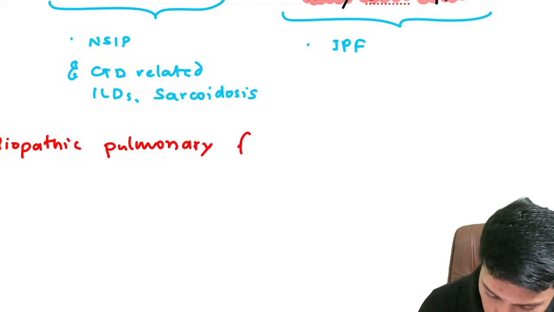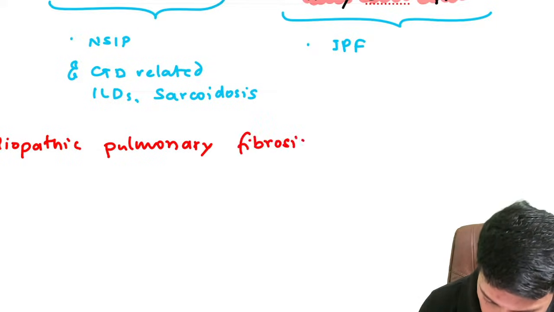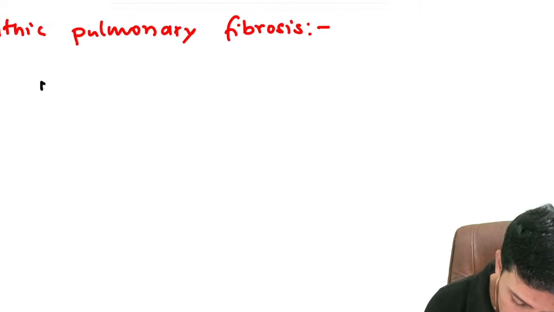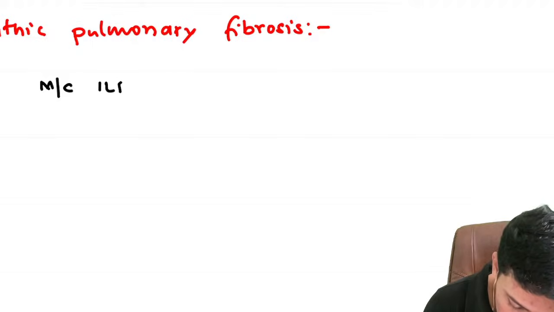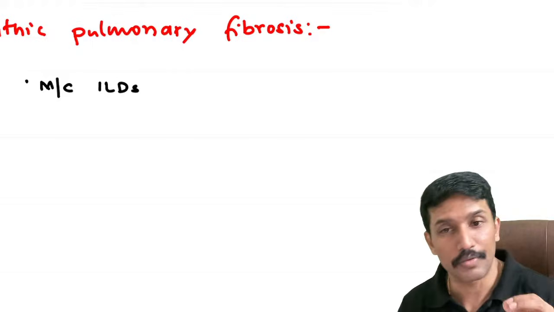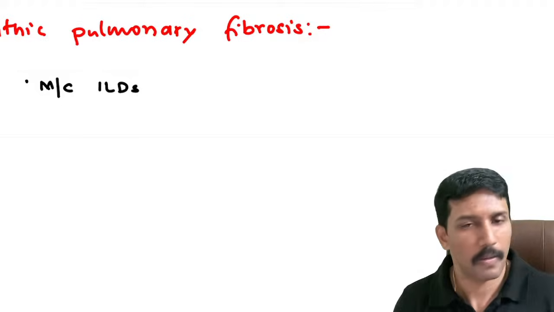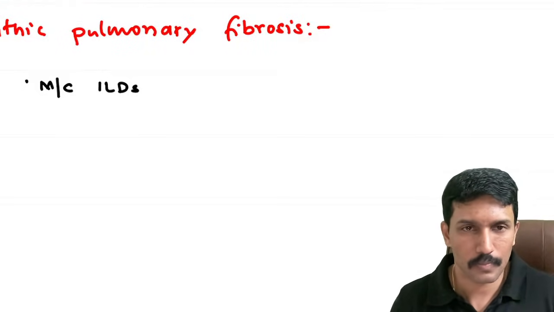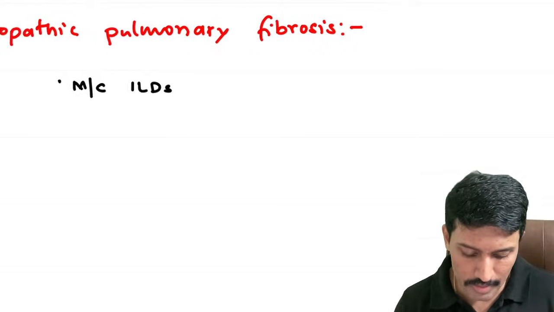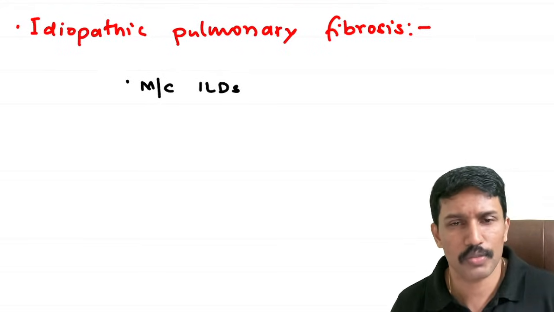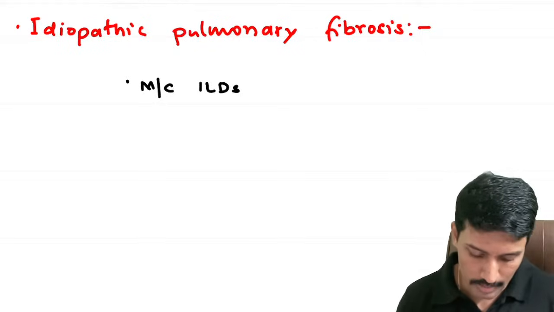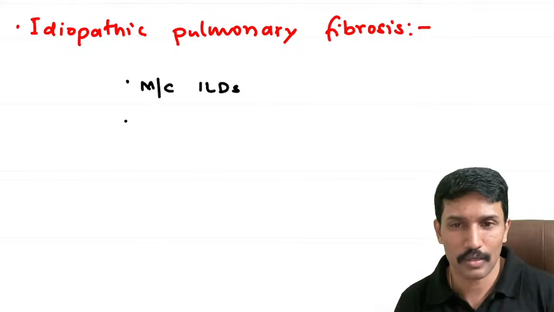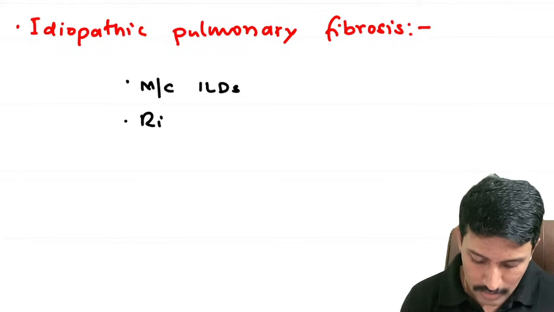Idiopathic pulmonary fibrosis or IPF. This is the first thing that you should write: this is the most common of all ILDs that we know, much more common than even RA or SLE associated ILD. RA patients or SLE patients don't develop the ILD so often. So overall, this is the most common ILD. Idiopathic pulmonary fibrosis is the most common interstitial lung disease. And as the name says, idiopathic, so of course I don't know the exact cause. We are only aware of risk factors.